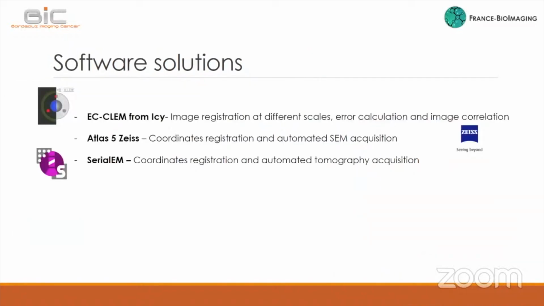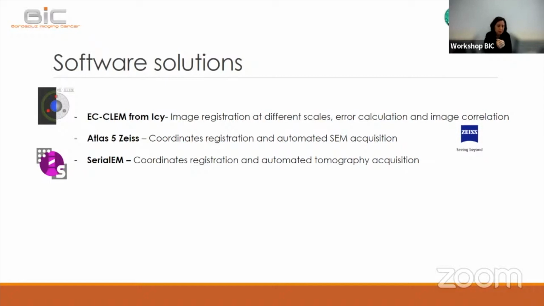So these are some of the software solutions we find, but it's going to be more specific to each of the protocols you will see. But we regularly use the EC-CLEM plugin from the Icy software to do image registration with different scales of the images, and you can calculate the error and the image correlation.